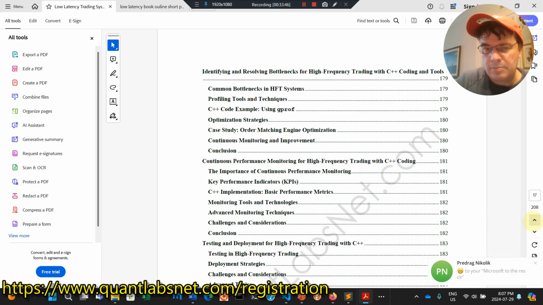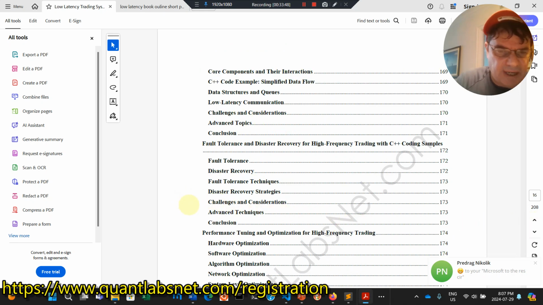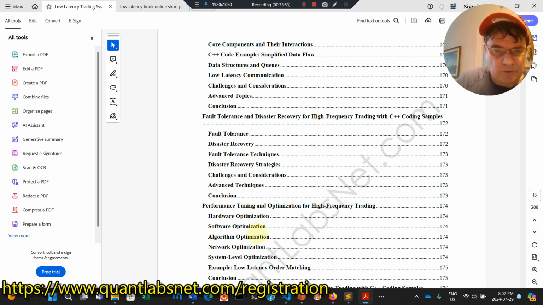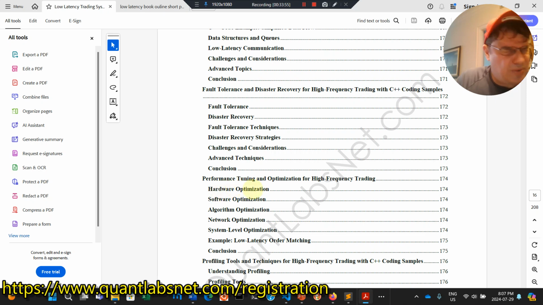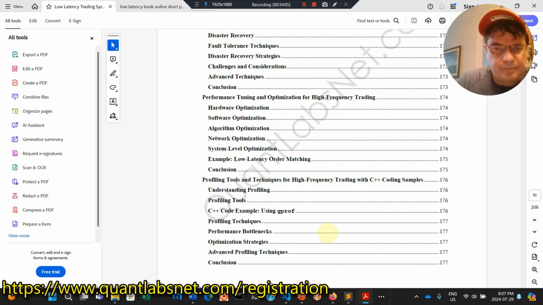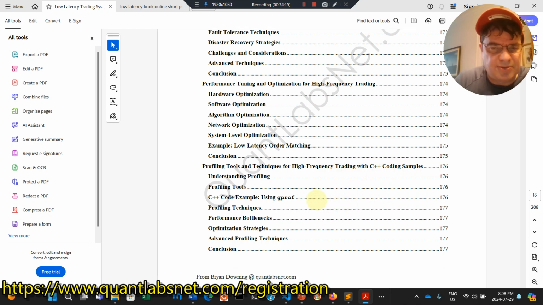We also got disaster recovery and so on and so forth. So how do we tune the system? Hardware, software, network, algo, system level, low latency order matching. See, order matching is usually the most used example throughout the book. This is so important. Profiling tooling, techniques for HFT with C++ coding examples.